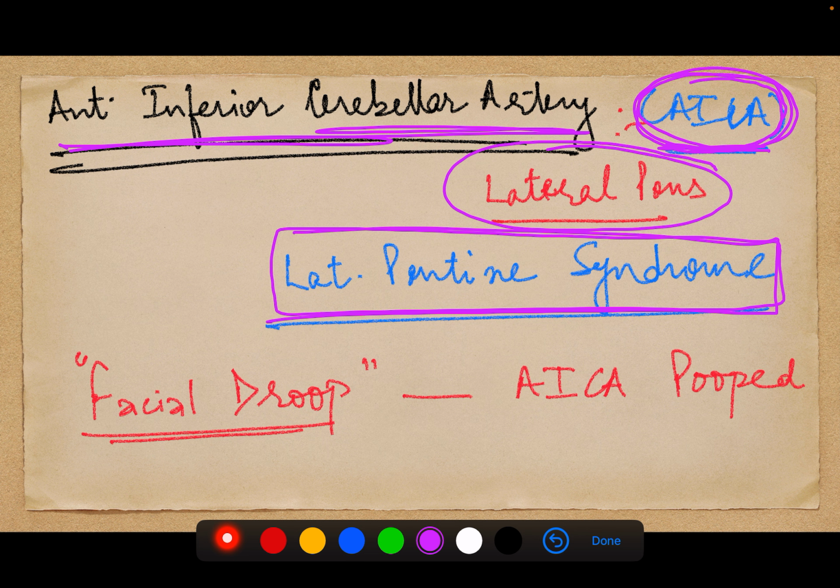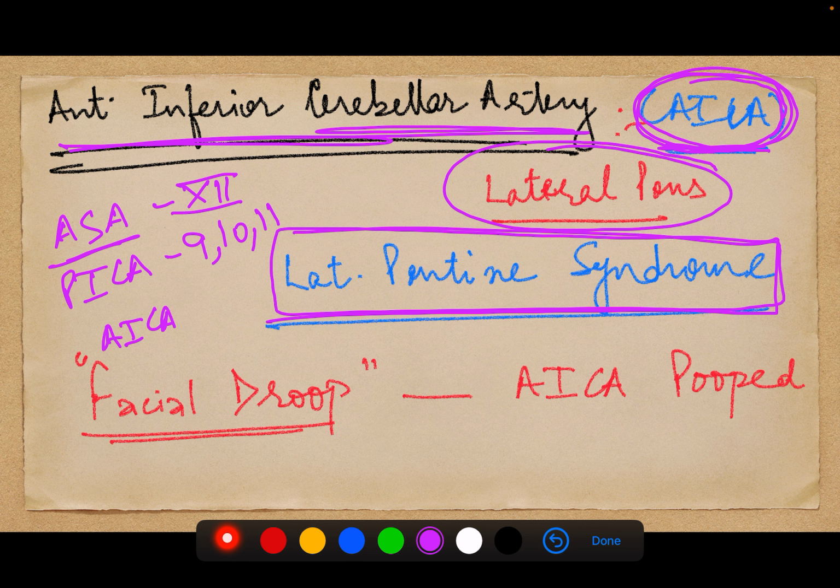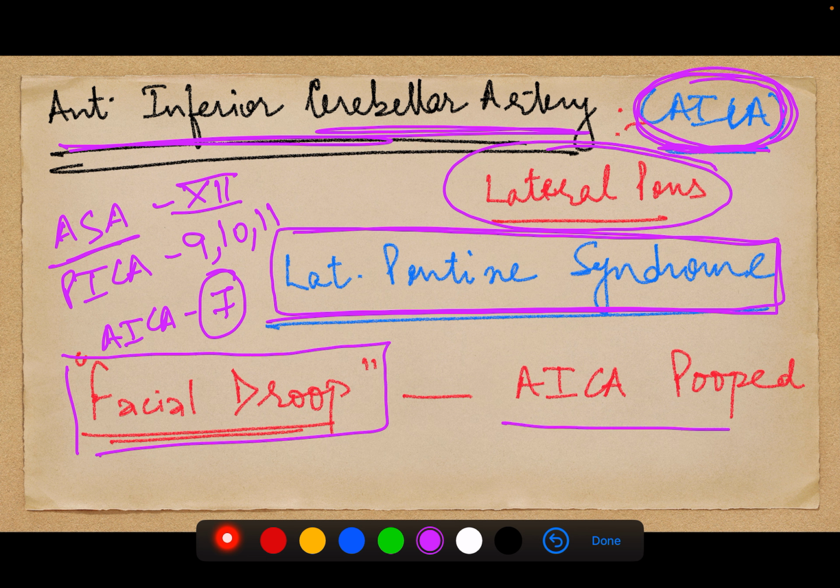And if we can recall, anterior spinal artery, which cranial nerve nuclei? 12th. Posterior inferior cerebellar artery, 9th, 10th, and 11th cranial nerve. Anterior inferior cerebellar artery, cranial nerve 7th. So the symptoms will be as that of facial nerve involvement. The other mnemonic is "facial droop if AICA pooped." If a person's AICA is getting pooped, there will be the facial droop.